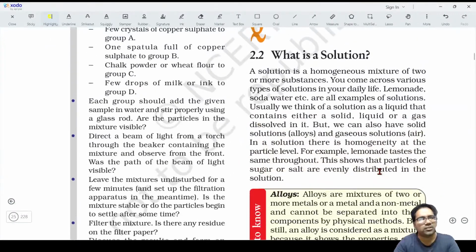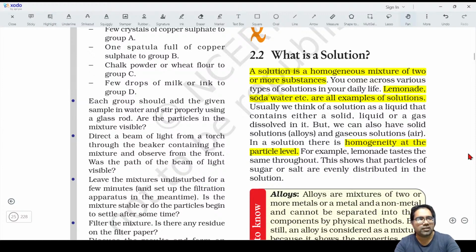Now, what is the solution? A solution is a homogeneous mixture of two or more substances. You come across various types of solutions in your daily life. Lemonade, soda water, etc. are all examples of solutions. Usually, we think of a solution as a liquid that contains either a solid, liquid, or gas dissolved in it. But we can also have solid solutions and gaseous solutions. In the solution, there is homogeneity at the particle level. For example, lemonade tastes the same throughout. This shows that particles of sugar or salt are evenly distributed in the solution.